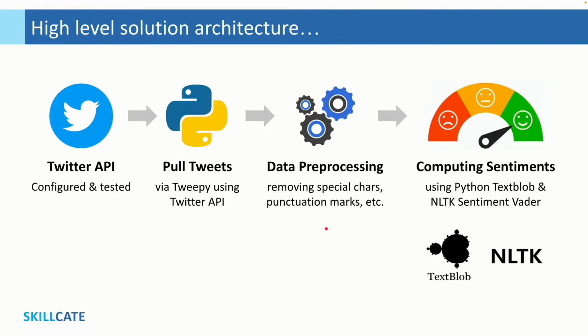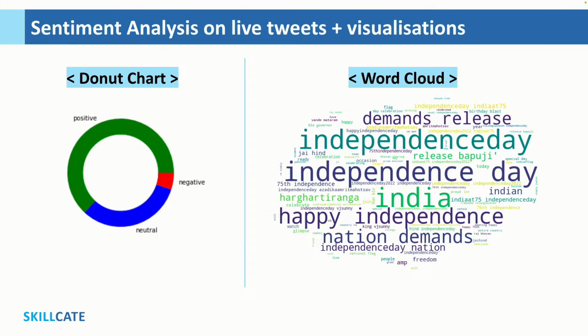Once we have the clean text data with us, we shall compute sentiment labels using the popular TextBlob and NLTK sentiment Vader. I'll talk more on these two libraries in a moment. Then in the last step, to visualize our sentiment analysis results, we plot a good-looking donut chart and word cloud to finish things off. Sounds cool, right? On this note, let's get started.